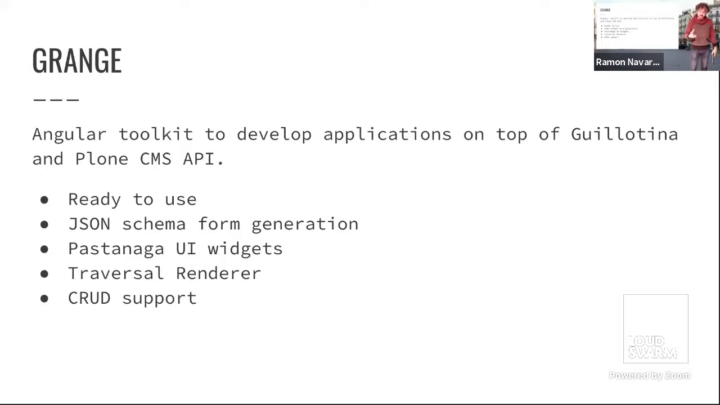Guillotina is not only the Python package, it's also an ecosystem of different frameworks or software. Guillotina Angular is one of them. It's built mostly by, or led by, Eric Brehault, and it's an Angular toolkit to develop applications. It's not a UI that you can use by itself, but it provides most of the needed things so you can build your own applications on top of Guillotina. And the good thing is that it's also compatible with Plone, so you can make applications that work with both environments. It has JSON schema forms generated automatically, Pastanaga UI widgets, a traversal render with Angular, and all the CRUD support for editing and getting all the objects.